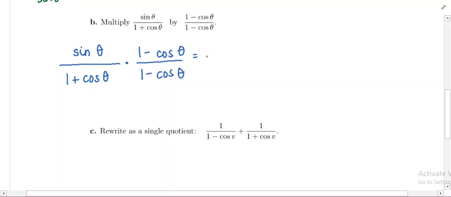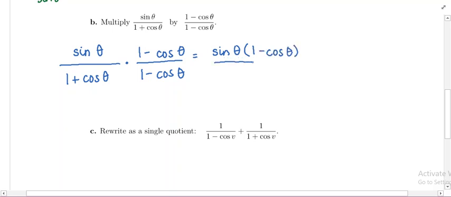To multiply fractions, you need to multiply across the top and across the bottom. So this is going to be sine of theta times, and I'm putting parentheses here because the numerator of the second expression has two terms. You're going to have to distribute here, so you need to put this in parentheses. So it's going to be parentheses 1 minus the cosine of theta.